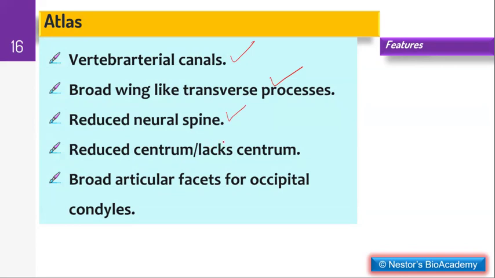Remember, the neural spine was the projection we found on the neural arch, which provided surface area for muscle attachment. Also, the atlas has a significantly reduced centrum. In fact, most of the time, one can comfortably state that the atlas bone does not have a neural spine and does not have a centrum, because these features have been significantly reduced. Then, of course, it also has broad articular facets for the occipital condyles.